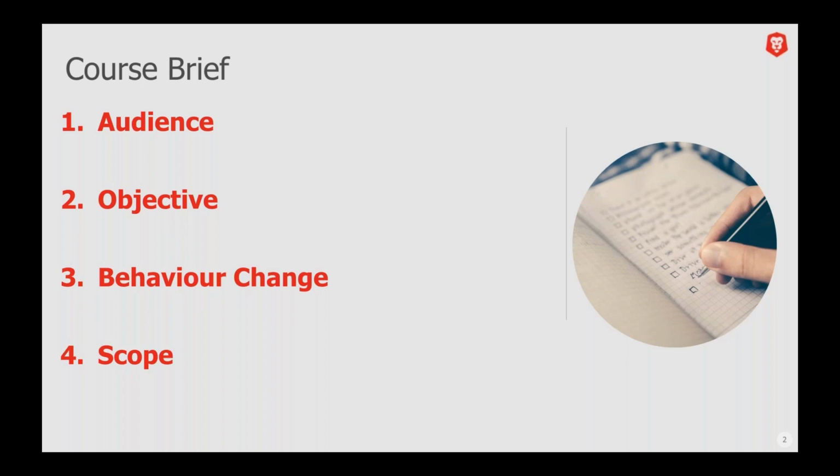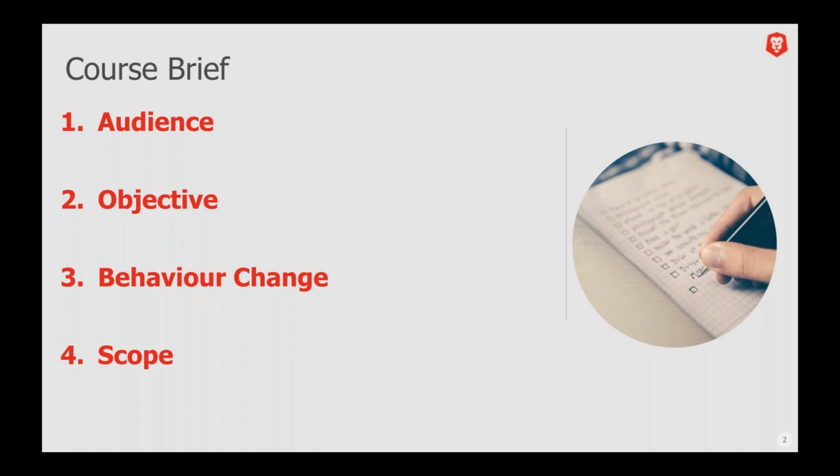What's the objective? So what are the future desired behaviors that we want to encourage in people? How's that learning going to improve their job? And what are the overall objectives for the course? The behavior change I mentioned before. And then finally the scope. And the scope is really the content, right?